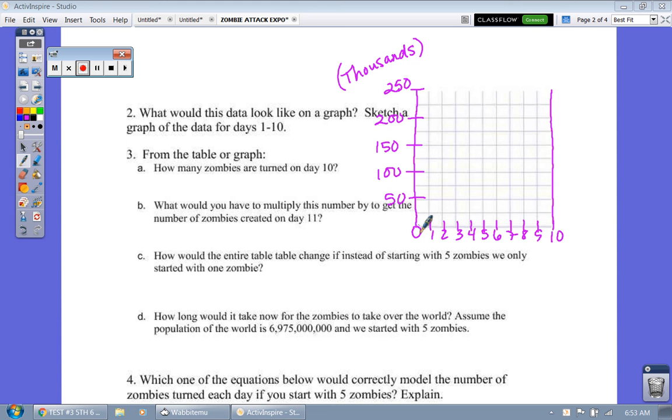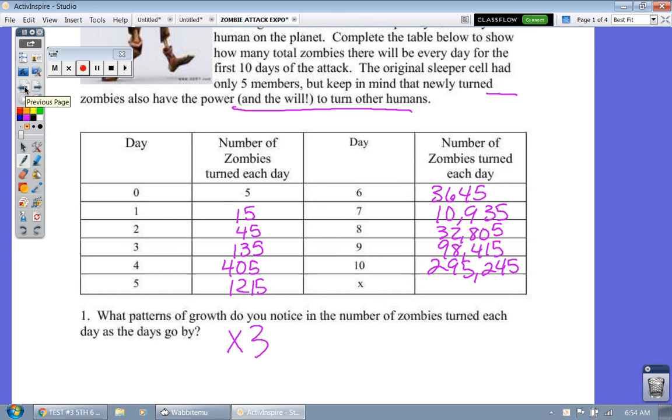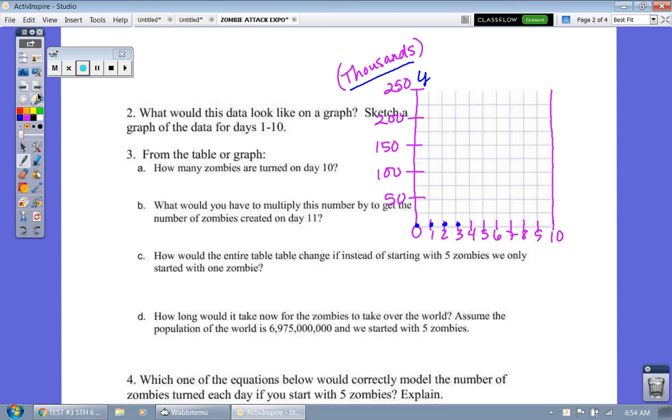So at day 0, they started out with 5 zombies. If you notice on the y-axis right here, I've counted by 50s: 50, 100, 150, 200, 250. And we're talking in terms of thousands because that was the range in the table. So if day 0 was 5 zombies, that's pretty much nothing. Day 1 was 15, pretty much nothing. 45 is pretty much nothing. 135 is pretty much nothing. I'll have to go back to my table. Then day 4, 405 and 1215, so we'll do that. 405 is pretty much nothing. 1215 is pretty much nothing.